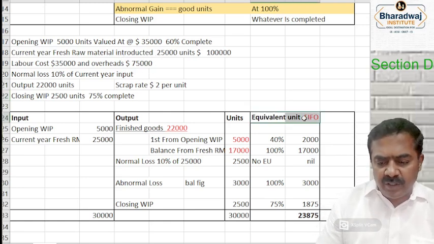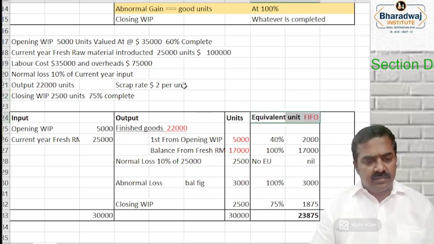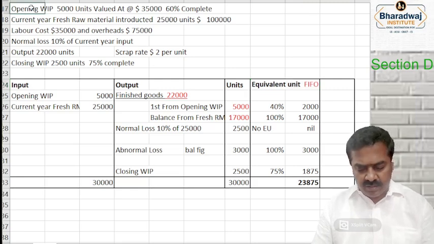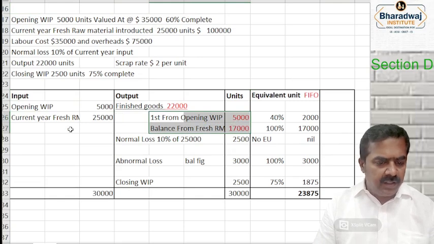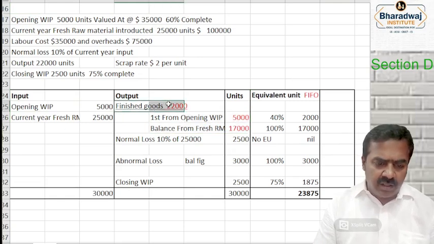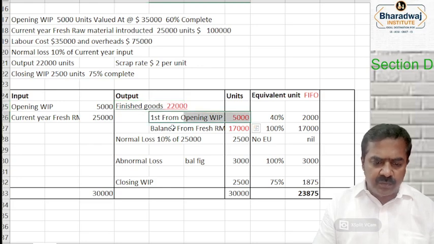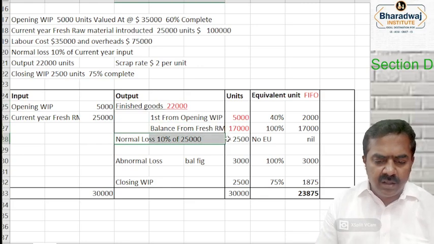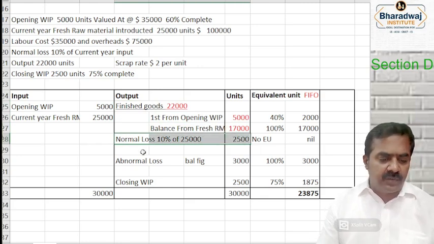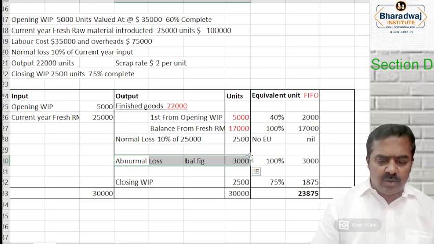Please remember, we are following which method? FIFO method. Any doubt in it? First, you finish opening WIP, then you take fresh raw material out of 22,000. First 5,000 from opening WIP, balance from fresh raw material. Normal loss is 10% of current year input. Abnormal loss is a balance over here.